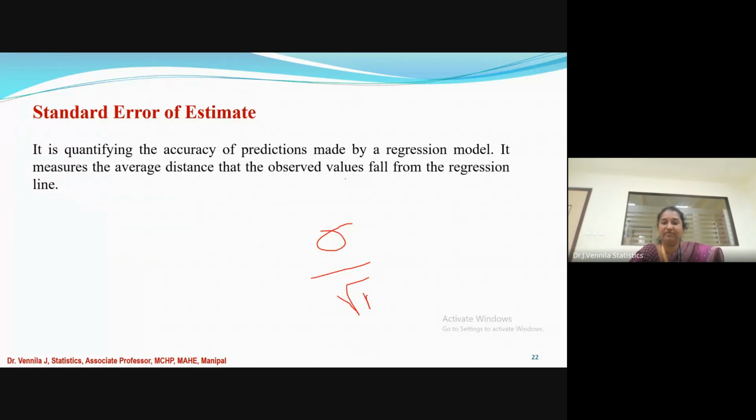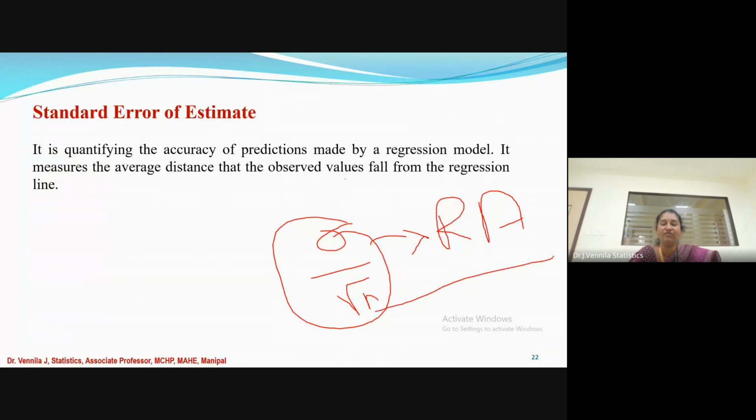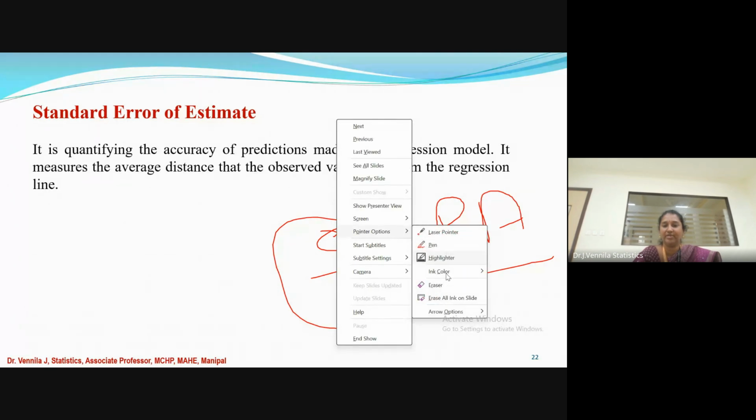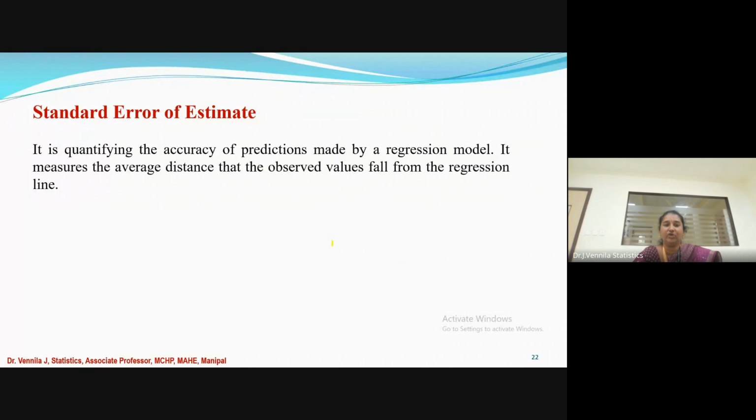When this concept is applied in regression analysis, it is called the standard error of estimation. Why are we studying the standard error of estimation? Because you want to find the accuracy. This is a prediction model, right? So we want to identify the accuracy level.